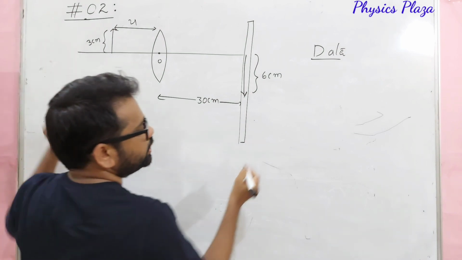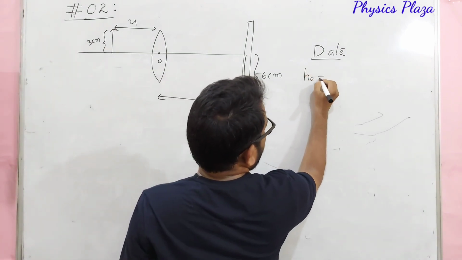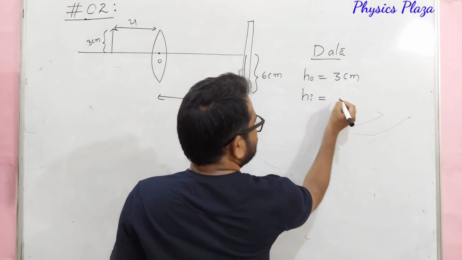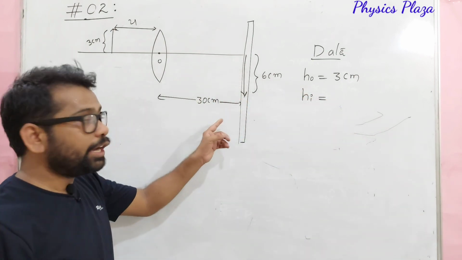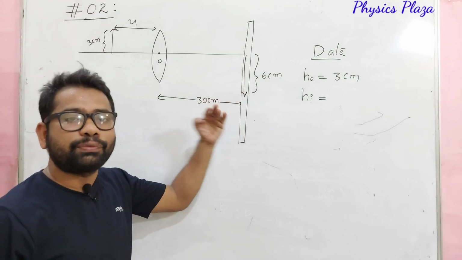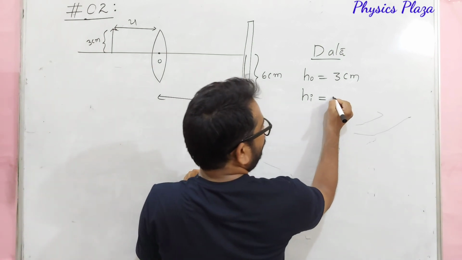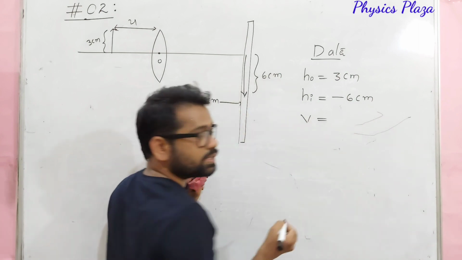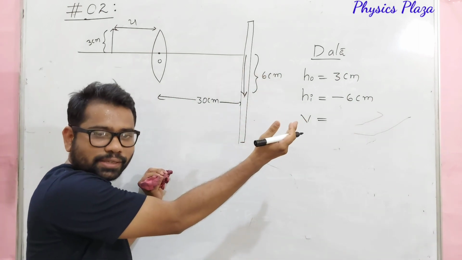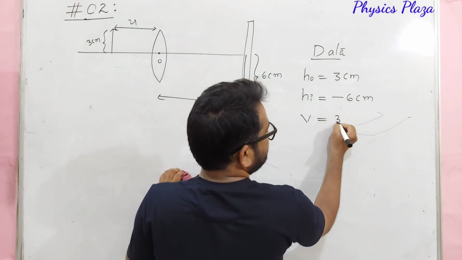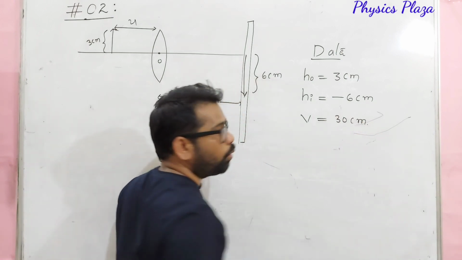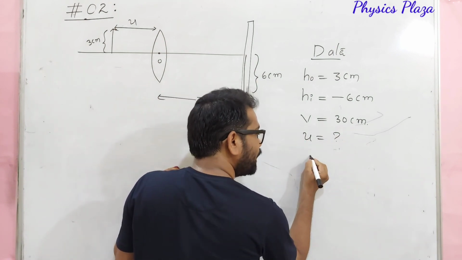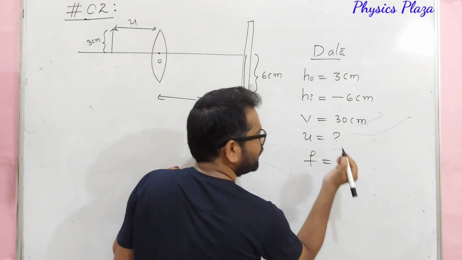According to sign convention, dear children, object height is always positive, 3 centimeters, and image height is given. So image height is always negative. Why? It is a real image. For a real image, height is always negative only. And image distance, as the image is on the right side of the convex lens, is taken as positive, that is 30 centimeters. Now what do we have to calculate? We have to calculate the object distance and also the focal length.